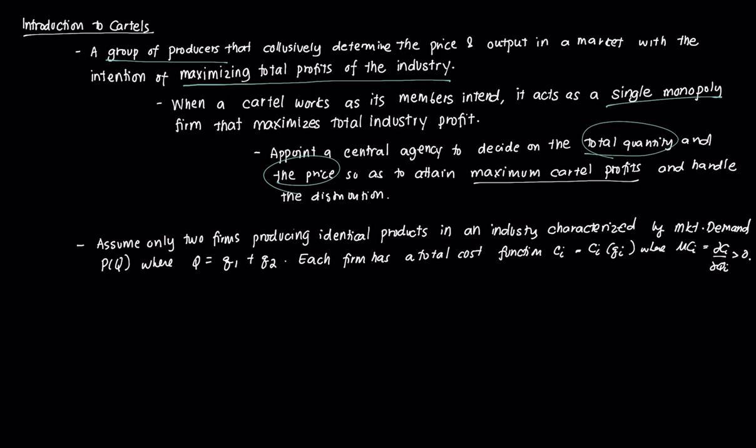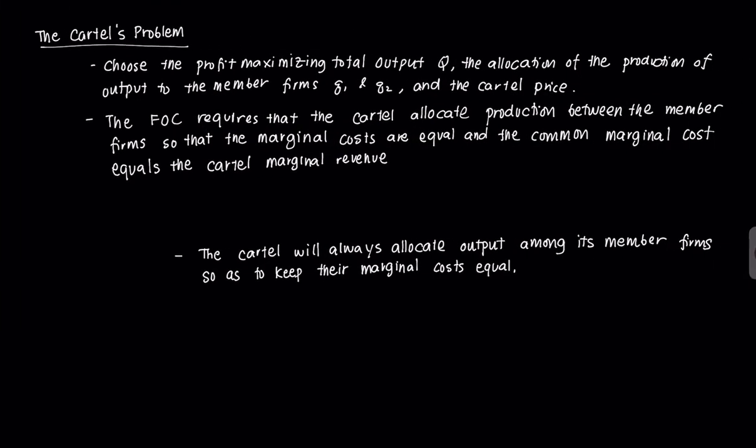So for our example, moving forward, which we'll discuss as an actual example in the next video, but we'll discuss the theory in this video, we'll assume that there are only two firms operating, producing identical products. So similar to perfect competition, it's a homogeneous good. They operate in a market characterized by your typical downward sloping market demand curve, but where the total output in the market is just firm one and firm two's output. So that's Q1 and Q2. And each firm has a cost function, which subsequently gives each firm a marginal cost function, right? So that's the setup that we have. Now, the central problem of the cartel is to choose the profit maximizing total output Q. So what Q will we choose to produce?